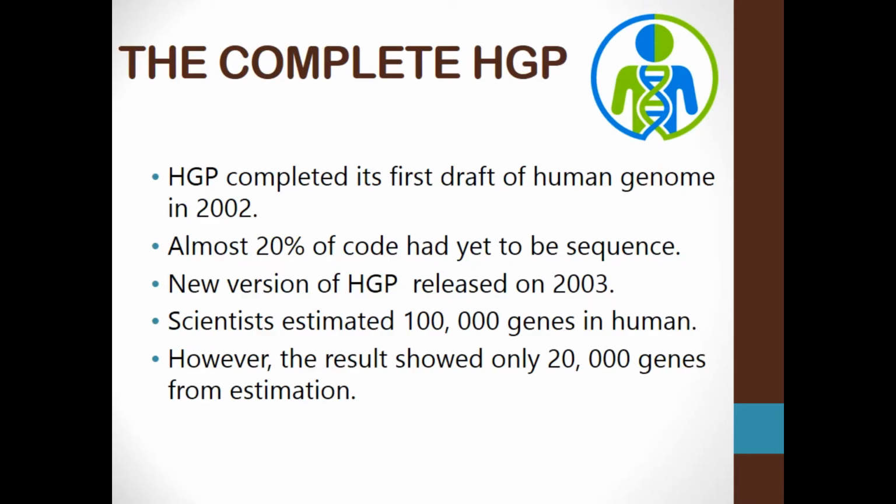And we'll look into the completion of the Human Genome Project. Well, the Human Genome Project completed its first draft of the human genome in 2002, where almost 20% of the code had yet to be sequenced. However, in 2003, a new version of the Human Genome Project was released. And then the scientists estimated about 100,000 genes in humans. Nevertheless, the results show only 20,000 genes, far fewer than the estimation.